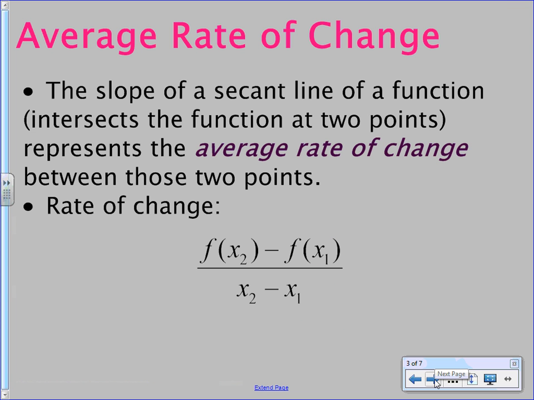Okay. Average rate of change. Have you heard this term before? Have you heard rate of change before? Yes. What is rate of change? Slope. Rate of change is slope. Now, average rate of change, we're still talking about a slope, but we're talking about the slope of a secant line. What is a secant line?